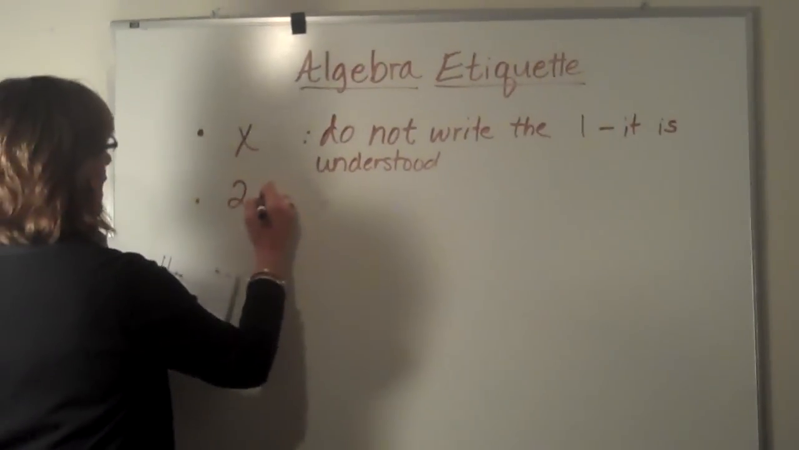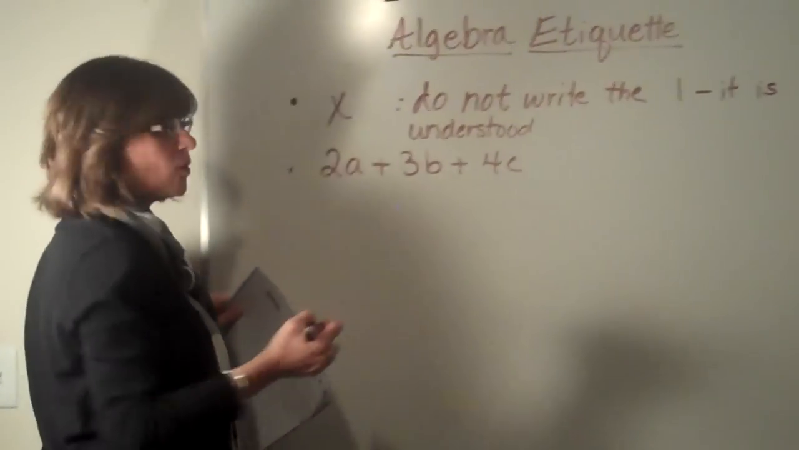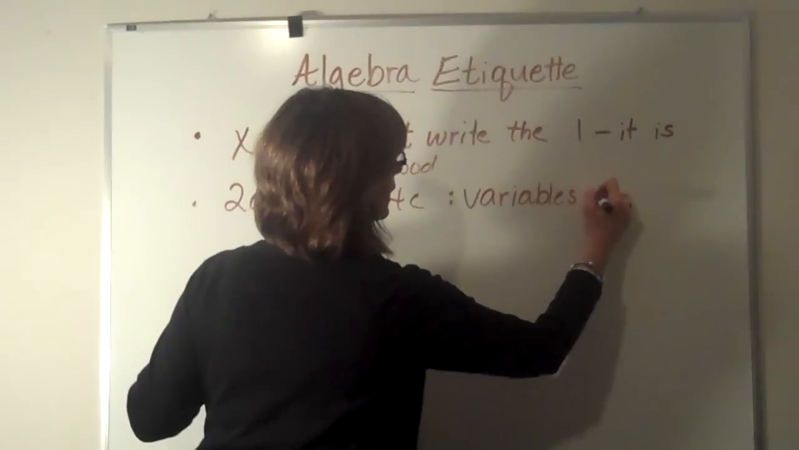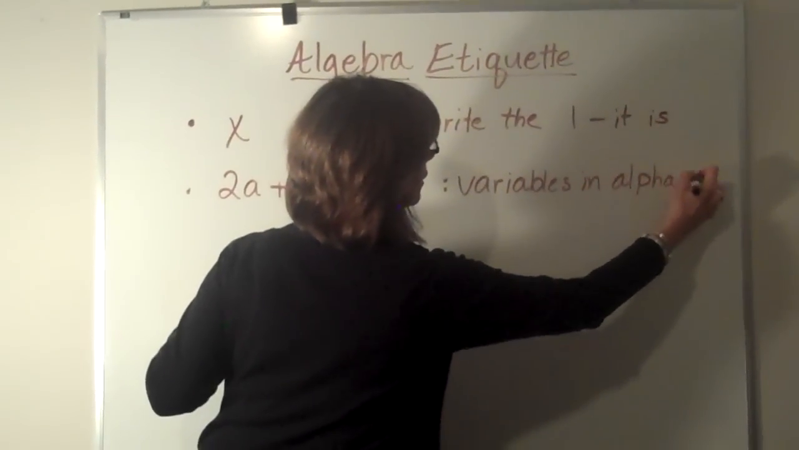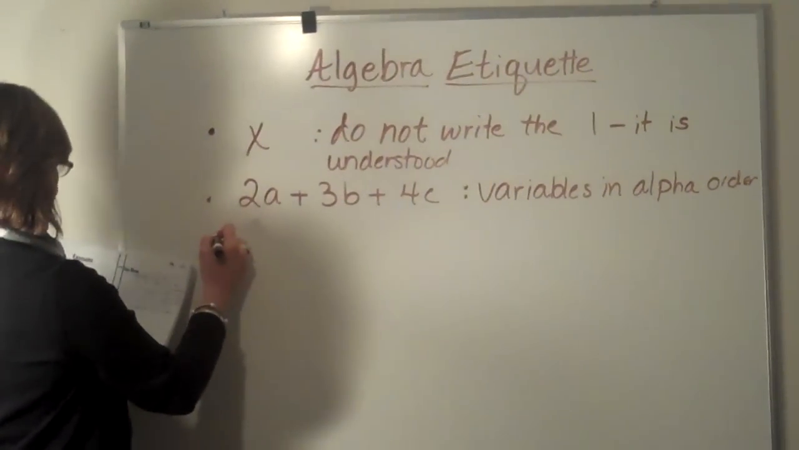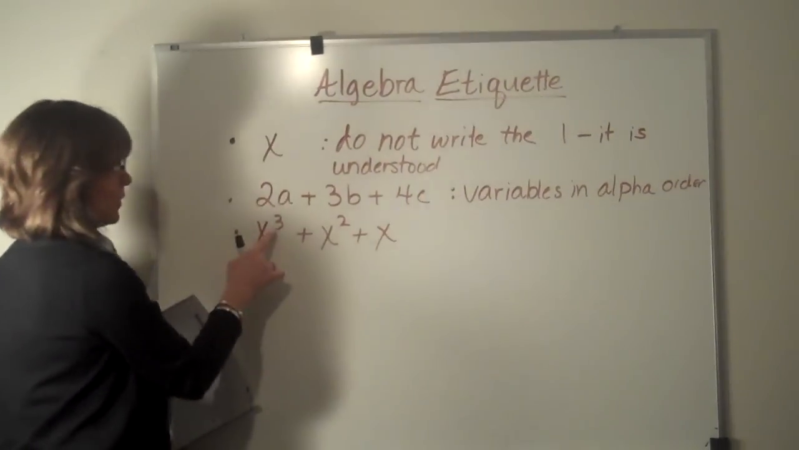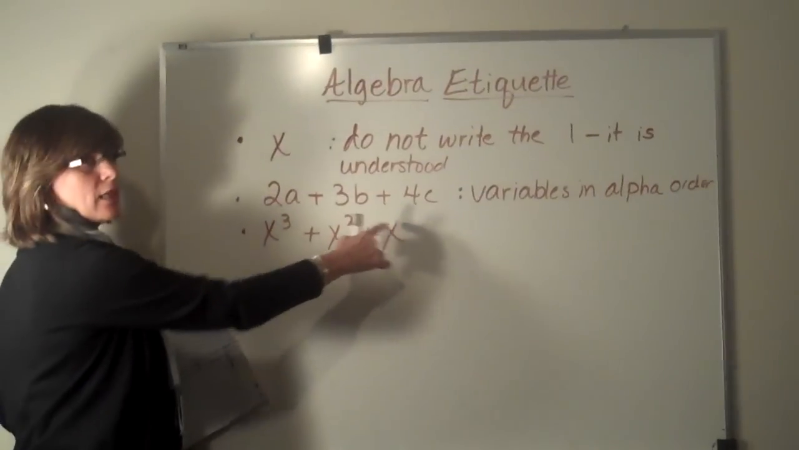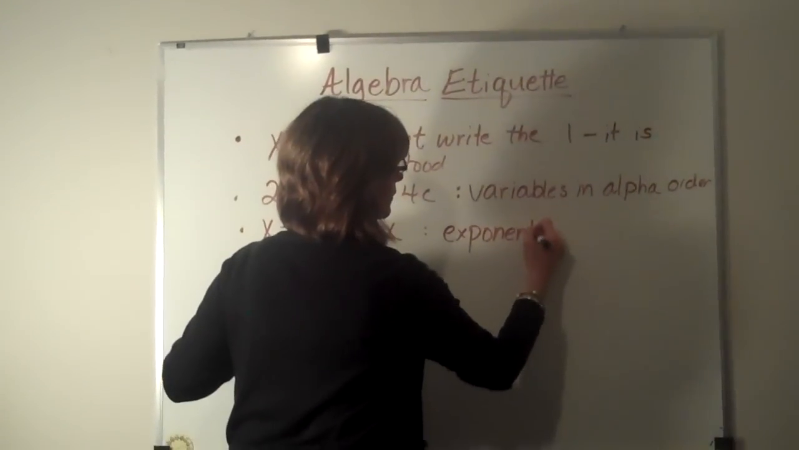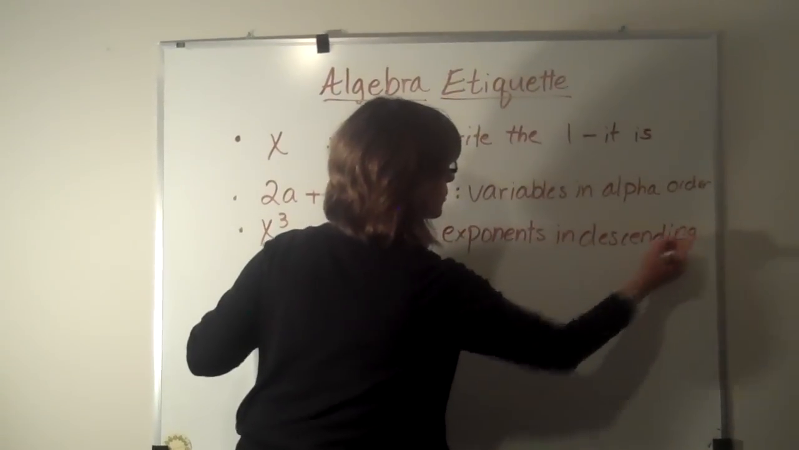Okay, when you have several variables, you put the variables in alphabetical order. If you notice here, I did A, B, C. You also put the exponents in descending order. So here's a 3, here's a 2, here's a 1. So exponents in descending order, going from biggest to smallest.